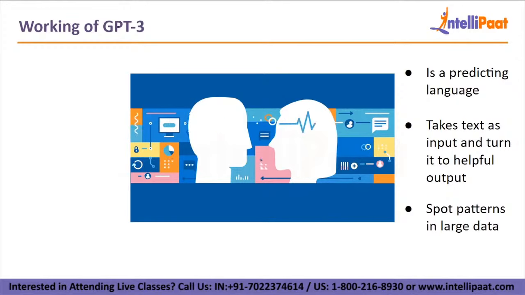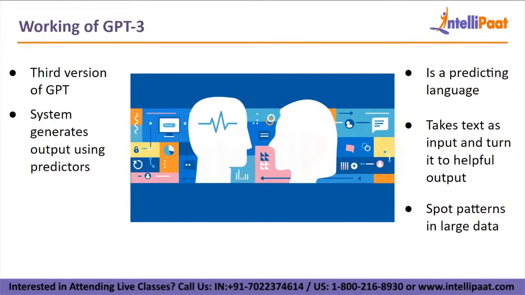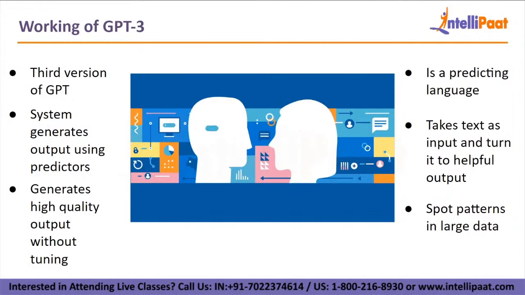This is accomplished by teaching the system to spot patterns in a large body of internet text. GPT-3 in particular is the third version of a model that focuses on text generation and is pre-trained on a large amount of text. When a user enters text, the system evaluates the language and generates the most likely outcome using a text predictor. The model generates high-quality output text that feels similar to what humans would produce even without much additional tuning or training.